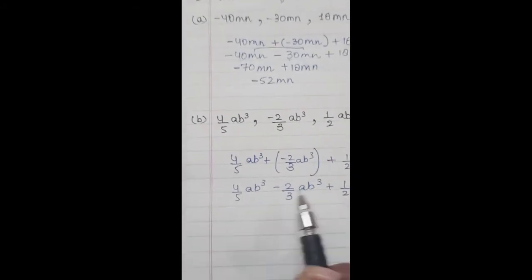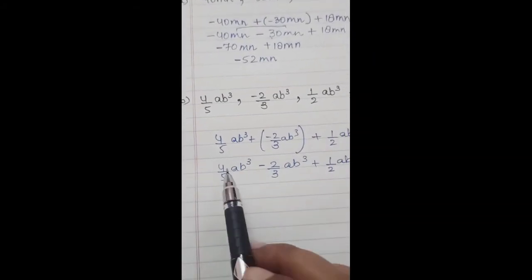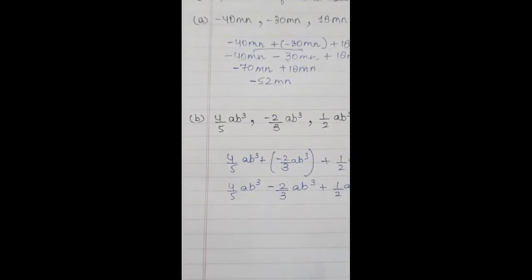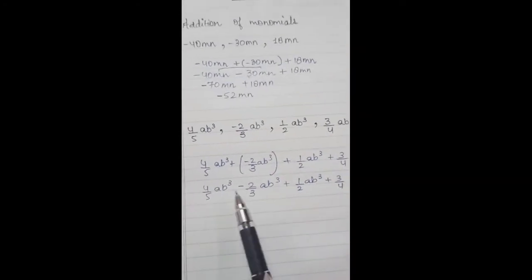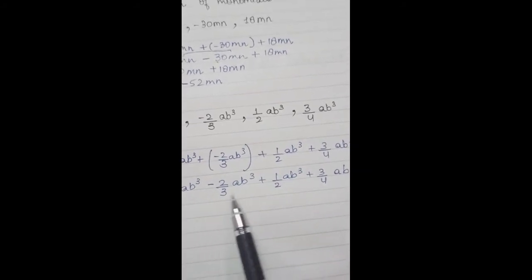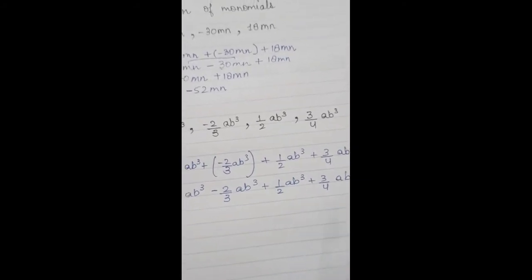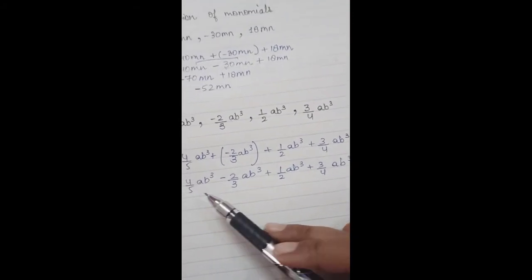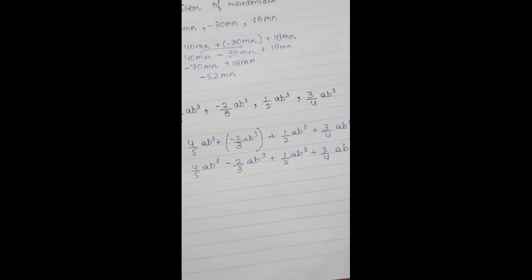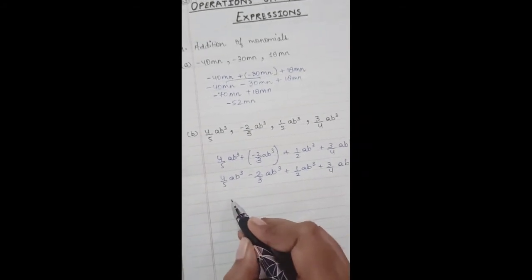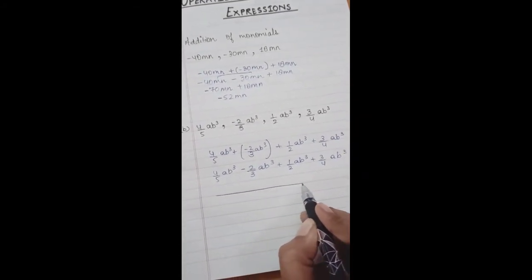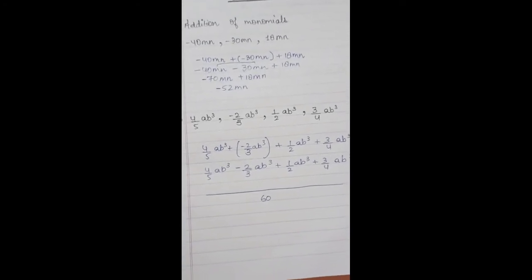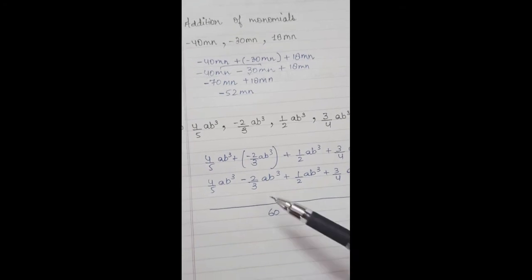Now we will solve these terms. They are all fractions, so first we'll find the LCM of all the denominators. The LCM of 5, 3, 2 and 4 is 60, right? So we write here 60. You all know how to add or subtract fractions. We'll apply that method here also.